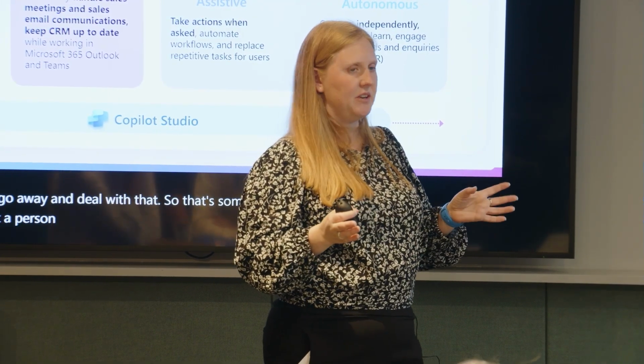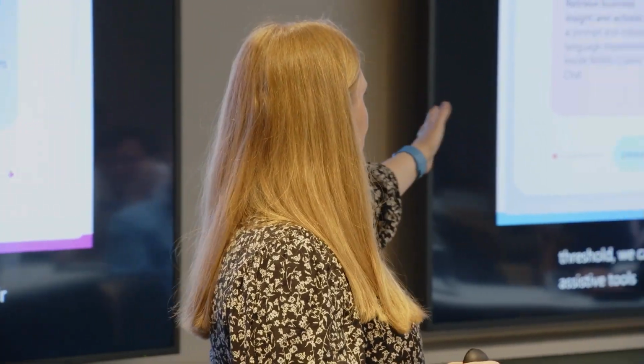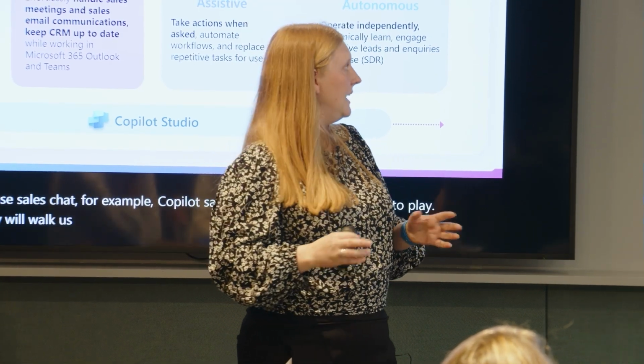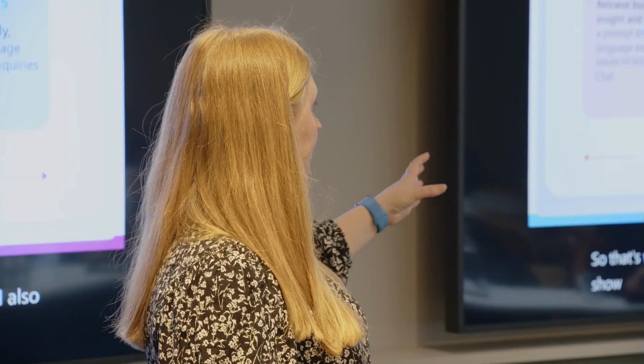So the relationship manager can then come in, use their assistive tools, use sales chat, for example, Copilot for Sales, and they can then come into play. That's what Manny will walk us through from a relationship manager side, but then it will also show it from a velocity sales side in terms of those more autonomous tools that we can use.